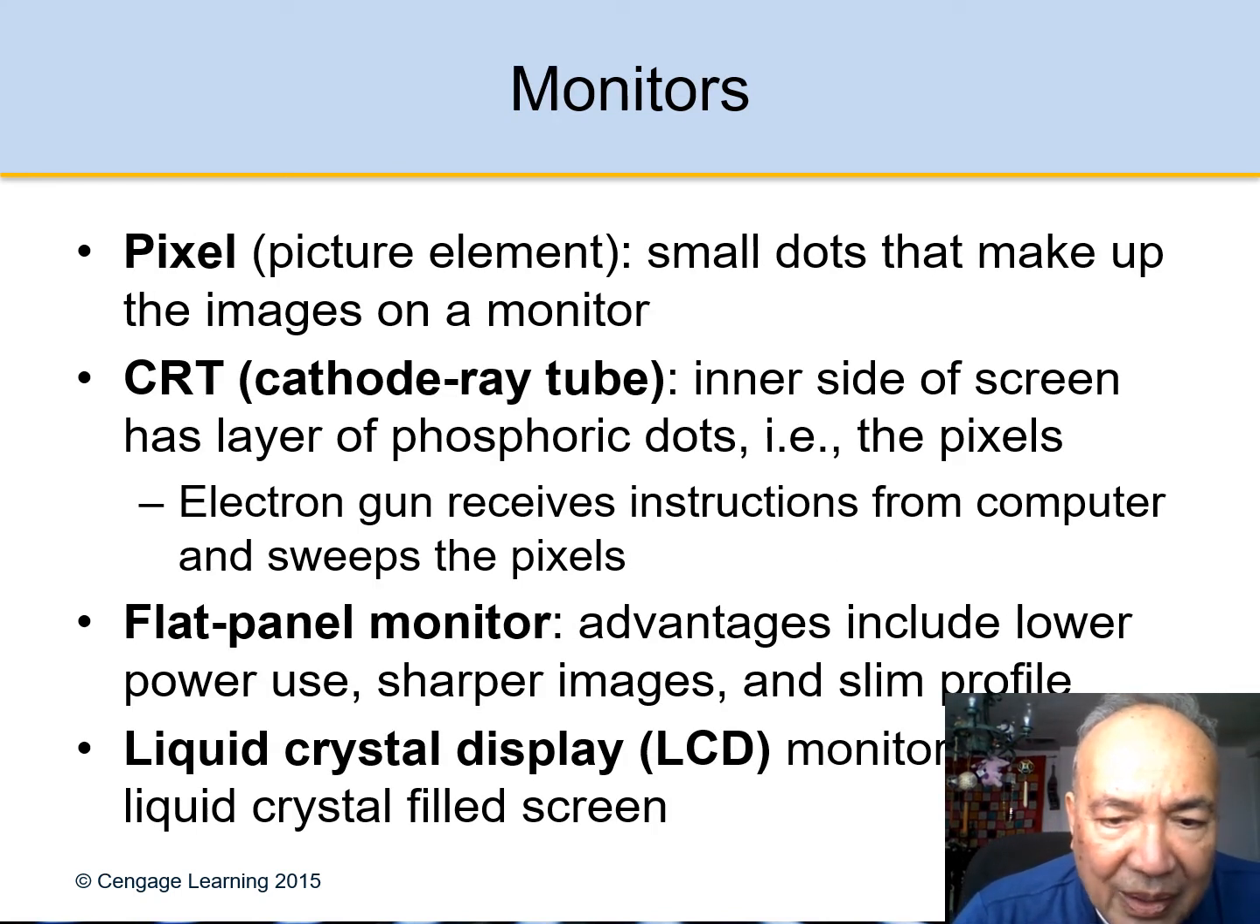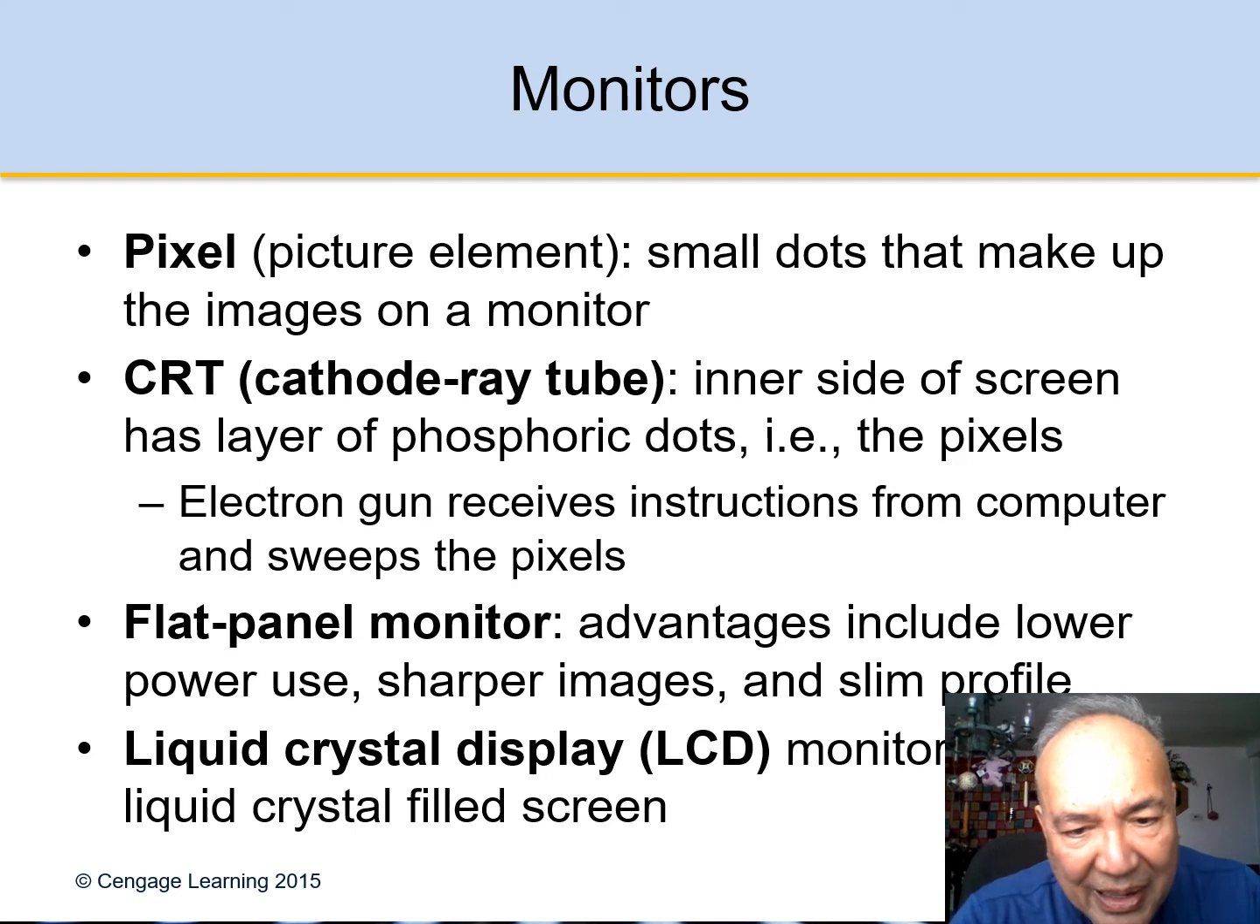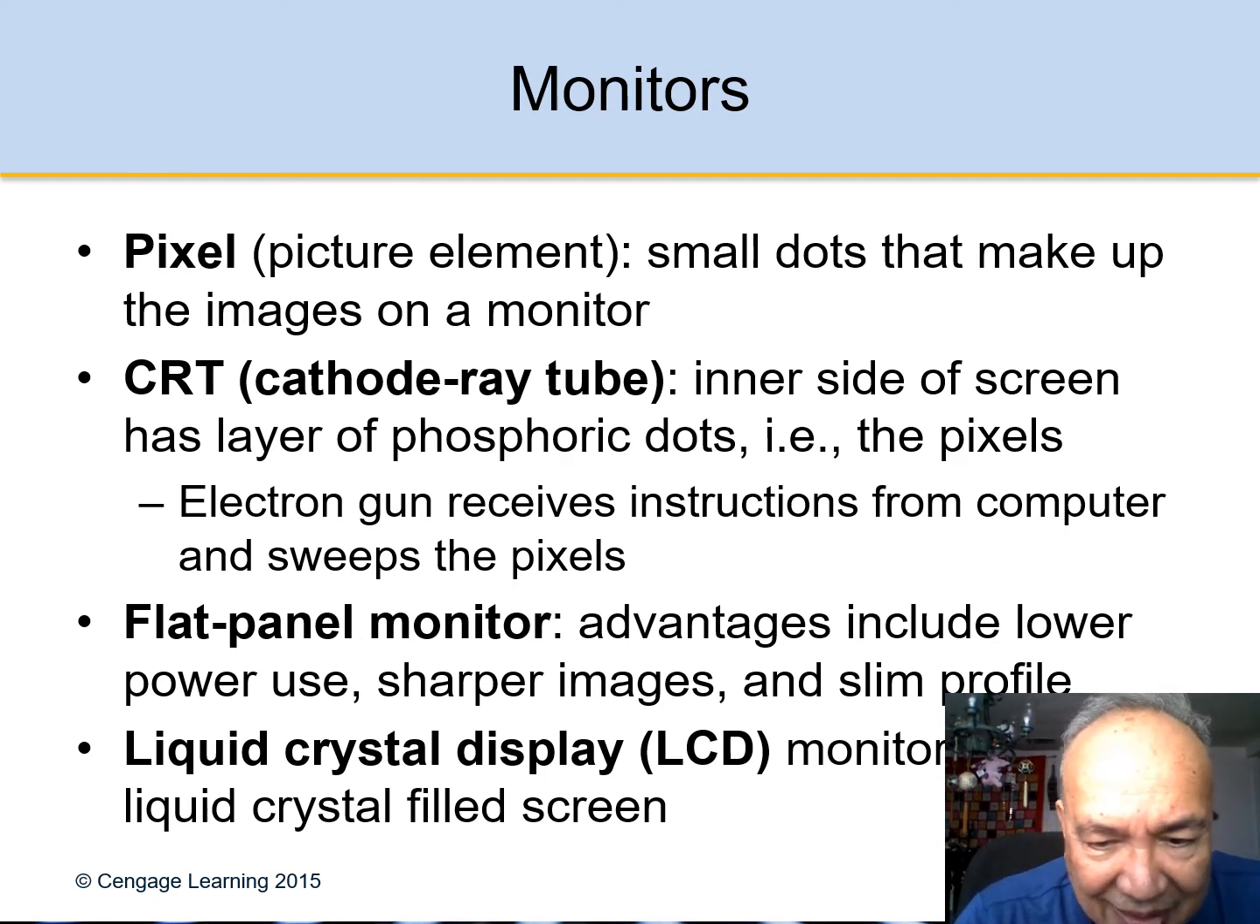Now, how do monitors work? Small dots make up the images on the monitor. They're called pixels. There is the cathode ray tube inside. Now my monitor here is a flat monitor, so we have a better monitor. And then we have the liquid crystal display, which is very bright, like the new LG TV sets right now.